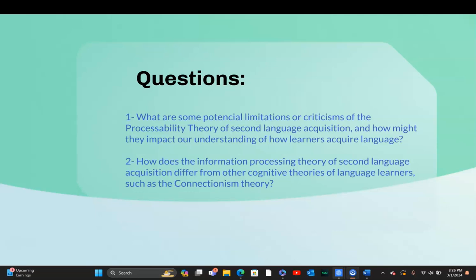Questions. Number 1. What are some potential limitations or criticisms of the processability theory of second language acquisition, and how might they impact our understanding of how learners acquire language? Number 2. How does the information processing theory of second language acquisition differ from other cognitive theories of language learning, such as connectionist theory?